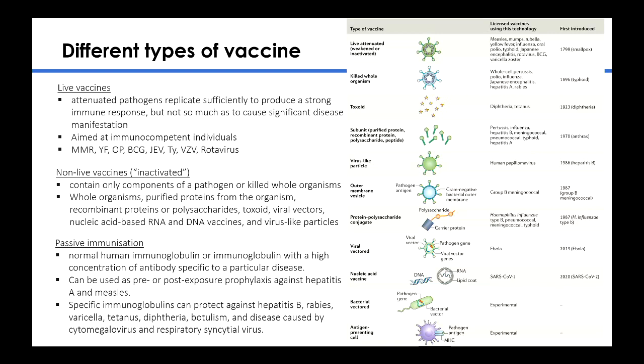They are aimed at immune-competent individuals. Obviously, people who have immune deficiencies, there are sometimes strict contraindications because they can actually develop disease from the vaccine, and there might be a risk, which is low, of reverting to virulent strains, such as we've seen in polio. Examples of that: MMR, MMRV, yellow fever, oral polio, BCG, Japanese encephalitis, typhoid, zoster, and rotaviruses.